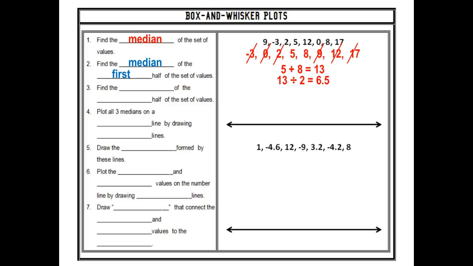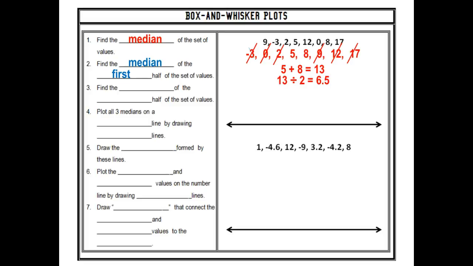So to find the median of the first half, I'm going to look at that first set of values. And I'm just going to do the same thing. I'm going to cancel out left and right. Different colors help here. You could also rewrite the set of values 3 times. You could also erase the cross-out lines or draw X's.